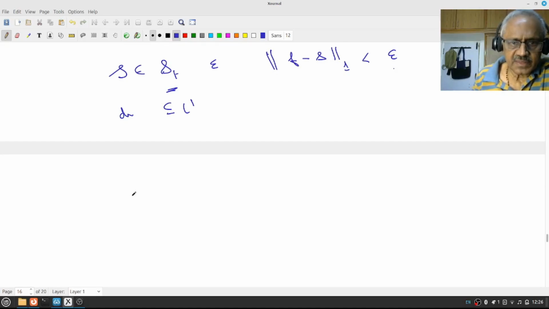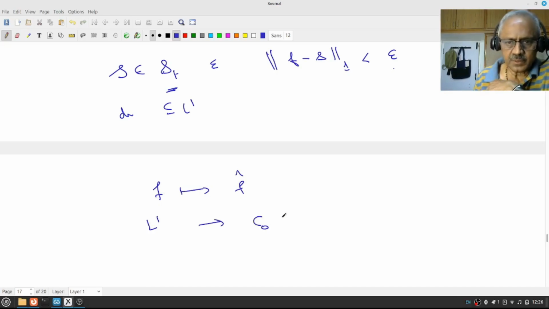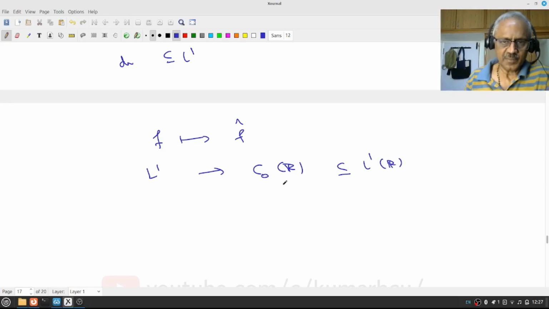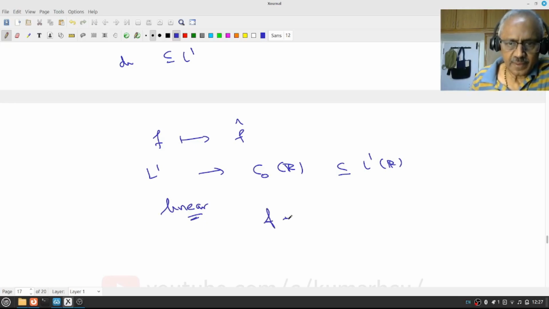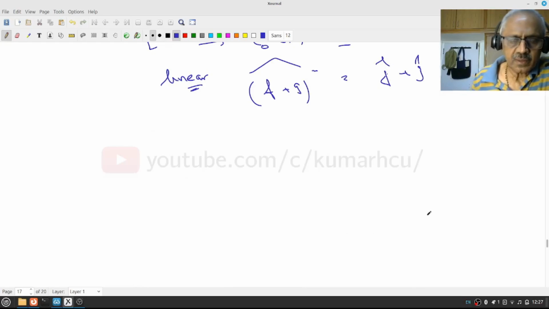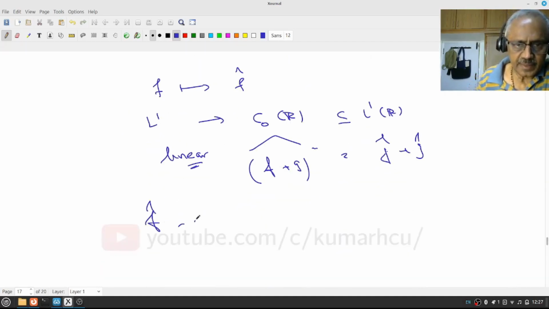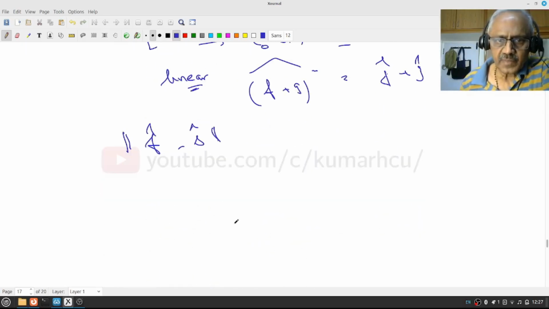The next thing you should notice is this map, function f going to f hat. It goes from L1 to continuous functions vanishing at infinity. Notice that we already know this in L1 of R; we had already proved it earlier. Any such function is Lebesgue integrable. This map is linear: f plus g hat is f hat plus g hat, etc. Therefore, this is very easy. Please verify. Therefore, f hat minus s hat is what I want to do.